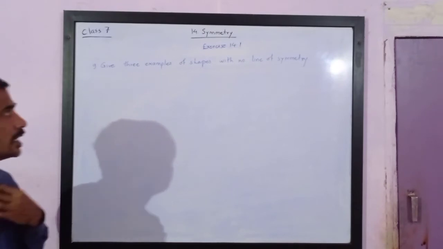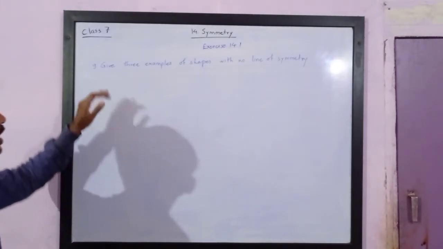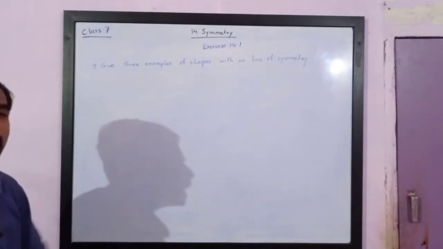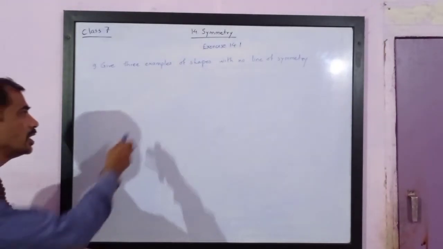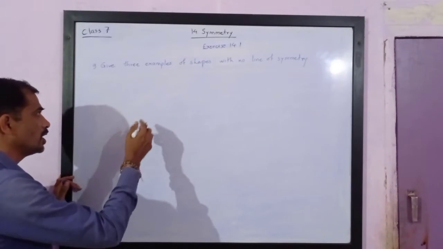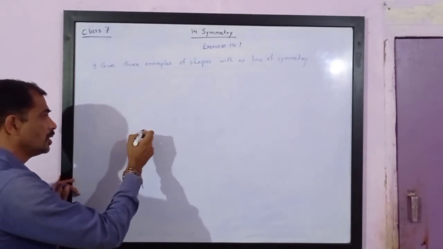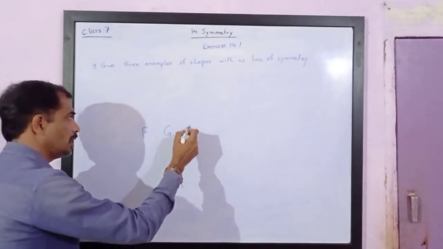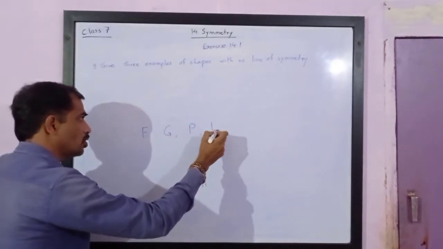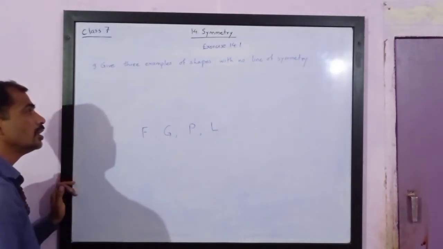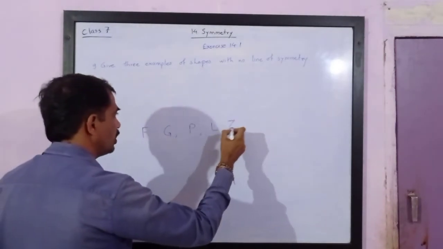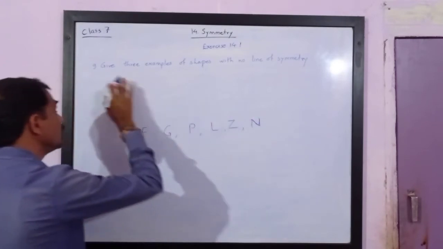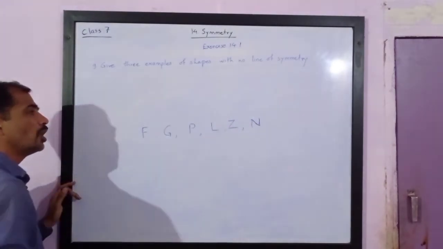Dear friends, next example in exercise 14.1 is 9th example. Give 3 examples of shapes with no line symmetry. Now we have already studied alphabets. Regarding alphabets, we have studied that F does not show any, G does not show any, P does not show any, L does not show any. Then there is another letter Z, and so any 3 examples can be taken. Give 3 examples with no line symmetry.